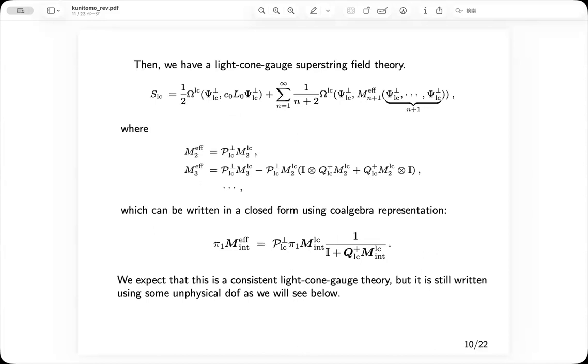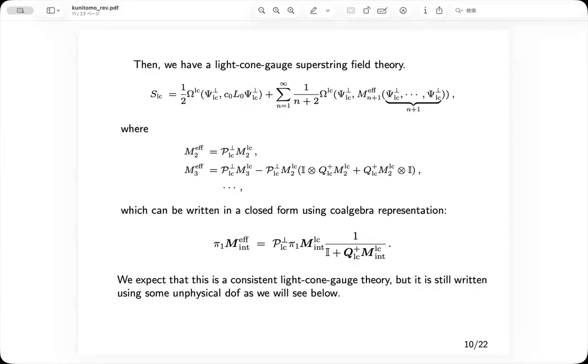Then we have a light-cone superstring field theory. We can write the light-cone superstring field theory in this form. Here, the effective two-string product is just the similarity transformation followed by projecting to the physical perpendicular component. But the three-string product and higher have the original transformed product, and also an effective three-point product coming from the integration of the longitudinal part.